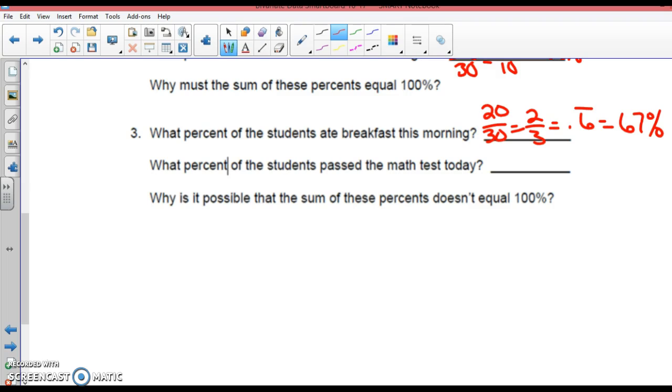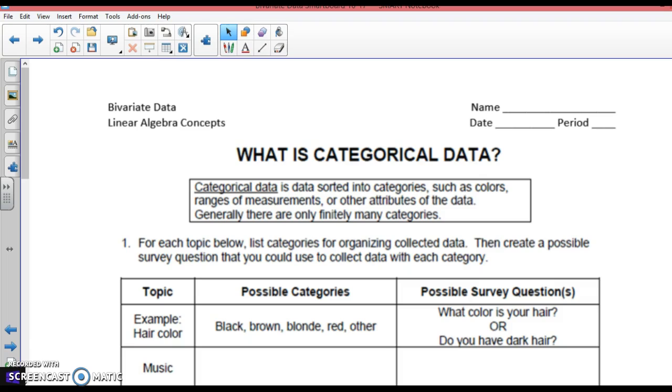What percent of students pass the math test? Well, 25 pass the math test out of 30, which is 5/6. That's 83%. Why is it possible that the sum of these parts doesn't equal 100? Because not everybody ate breakfast. You can eat breakfast and pass the math test, so they're not a whole. All right, we talked about numeric data, and now we're talking about categorical data.